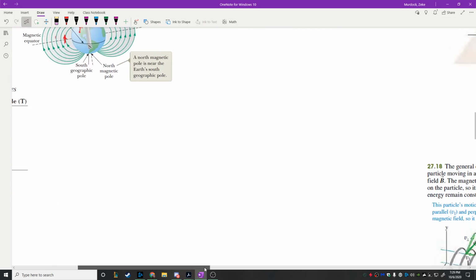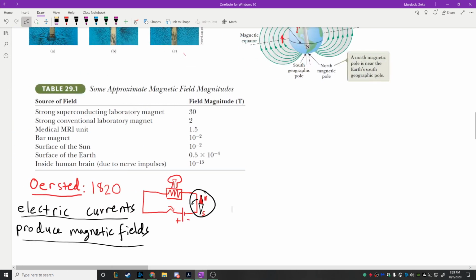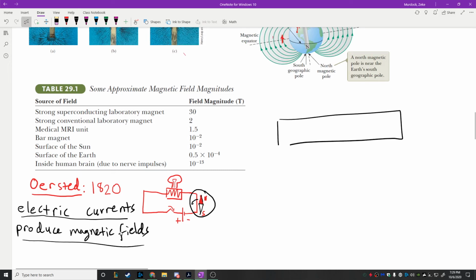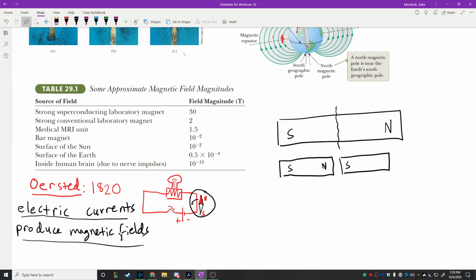One last thing to say about this is that if you take a magnet, okay, let's say you've got a north-south bar magnet, and you get a saw or something and you cut it in half, something interesting happens. After you cut the magnet in half, you end up with a south pole on one side and a north pole on the other side here. And the other piece of the magnet does exactly the same, except this ends up being south and this ends up being north.